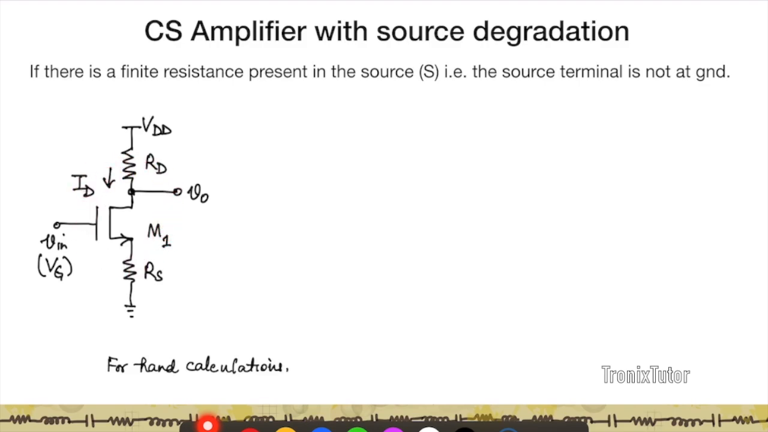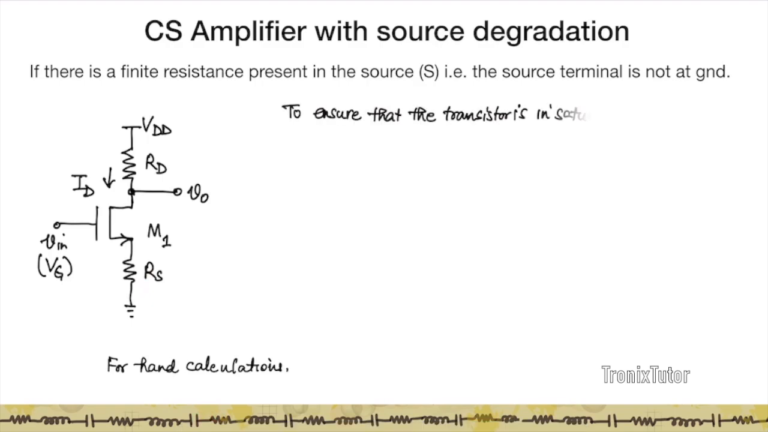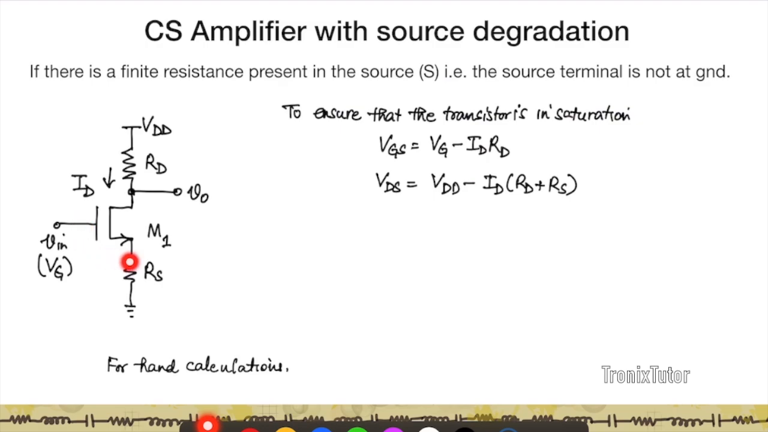Previously we made the case where RD was the load, there was no RS. So now let's assume there is an RS connected in the circuit. Now this can happen because of the pin resistance of the source or because you've intentionally connected a resistance in the source. Now again, like always, to make sure that the gain is linear, you want M1 to be in saturation. And to ensure M1 is in saturation, we first calculate VGS.